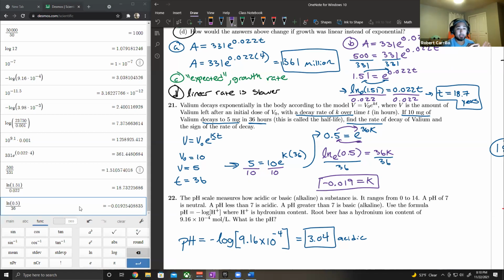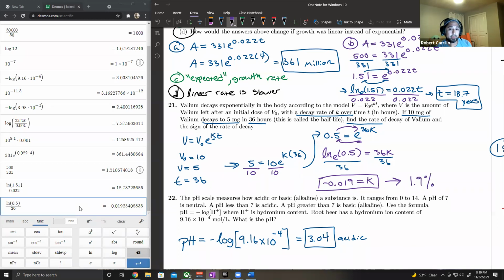But remember that k is a rate. So we want to put this rate back as a percent. So if it's negative 0.019, what would my rate of decay be? Move it over twice and it is negative 1.9%. Good. Negative 1.9%.